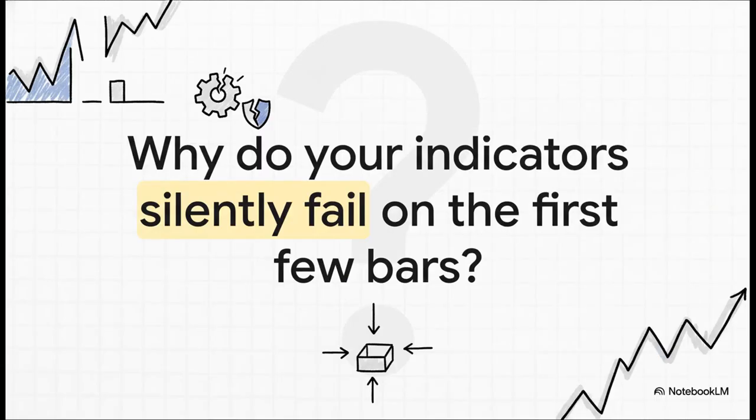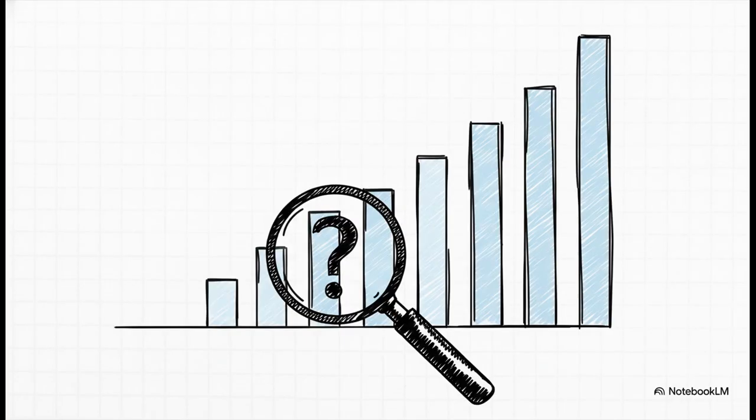This is the big question, isn't it? The one that probably brought you here. Why does a script that looks perfectly fine just break down at the very beginning of a chart? And the worst part is, there are no errors, no warnings, it just silently fails. It's a real head-scratcher, but the answer is actually simpler than you'd think. And there it is, the core of the problem, the entire mystery. It all boils down to this one simple concept, a problem of missing history.